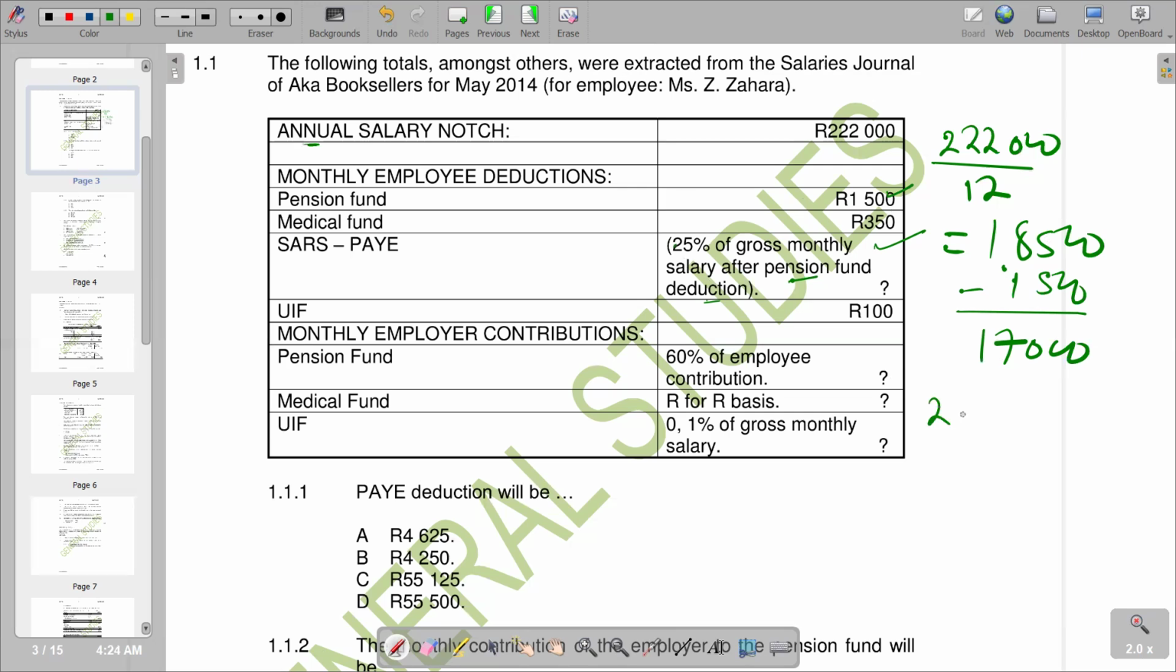So 25% is 25 over 100, and then we multiply by 17,000 over 1. We calculate it as 0.25, which is 25%, times our 17,000, and then you get 4,250. So your final answer becomes 4,250, which is option B. So B is the correct answer. Let's go to the next question.